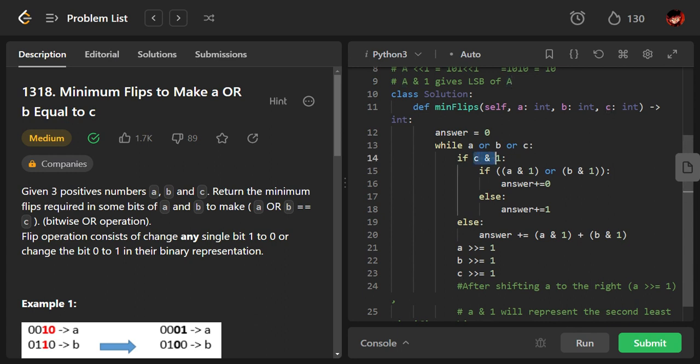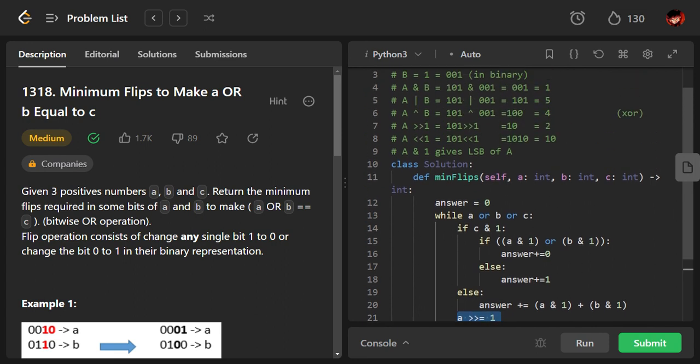As I told you, we'll go bit by bit. The idea here is C. First, we will deal with the rightmost bit, which is called the least significant bit. Once we have dealt with it, we will right shift each of them, as we saw here. First I have dealt with the LSB. Then I will right shift it.